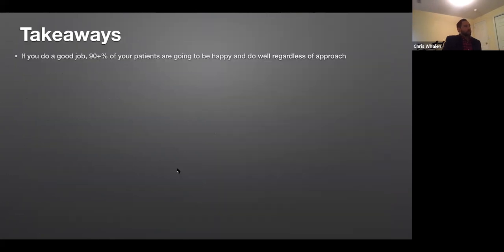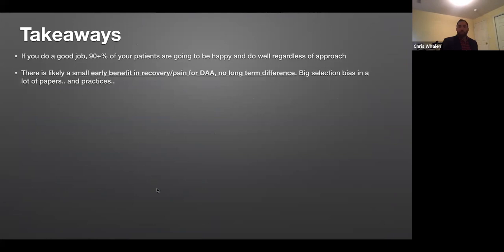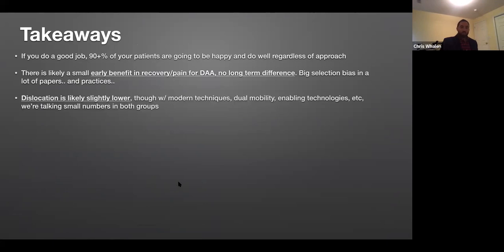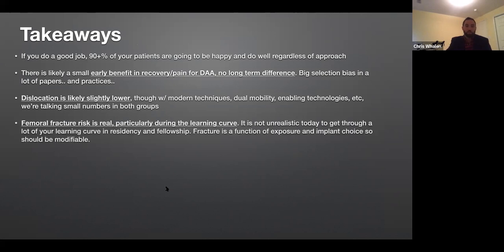So in summary, I think if you do a good job, the vast majority of patients are going to be happy regardless of approach. There's likely an early benefit that's real in the DA without a long-term difference. Dislocation is likely slightly lower, though, as we pointed out, with modern techniques and things like dual mobility, robotics, navigation, etc., I think those numbers are going to be very small in both groups.